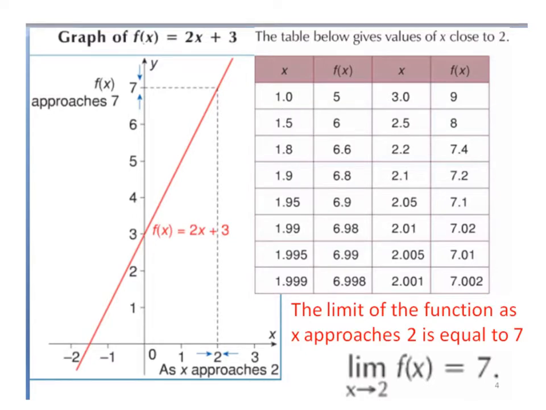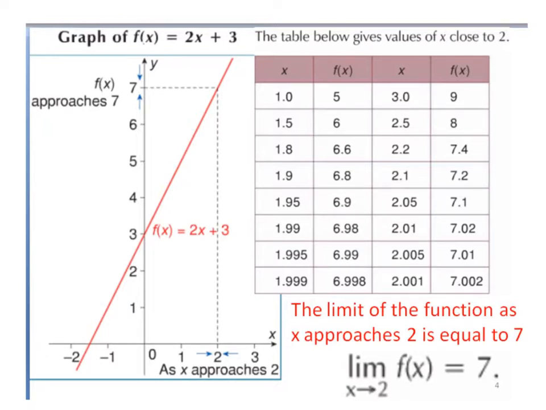1.5 is quite close to 2, but 1.8 is even closer. And if you were to substitute 1.8 into the equation, we would get a y value of 6.6. But 1.9 is closer again to 2. And if you were to substitute 1.9 into your equation, you get a y value of 6.8. 1.9 is very close to 2, but 1.95 is closer again. And if you substitute 1.95, you would get a y value of 6.9.